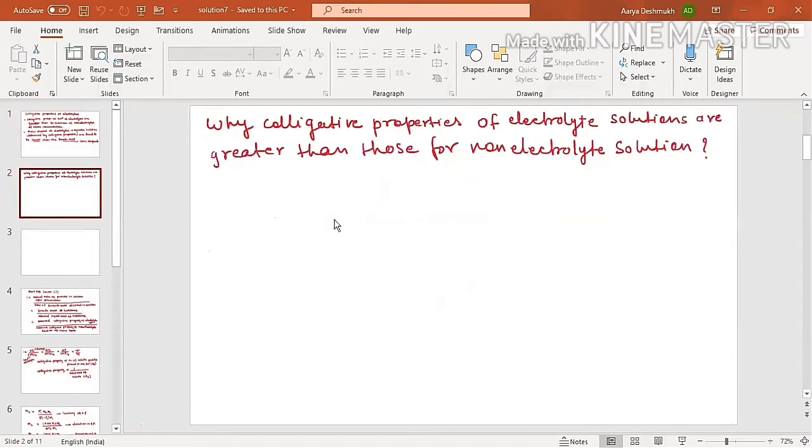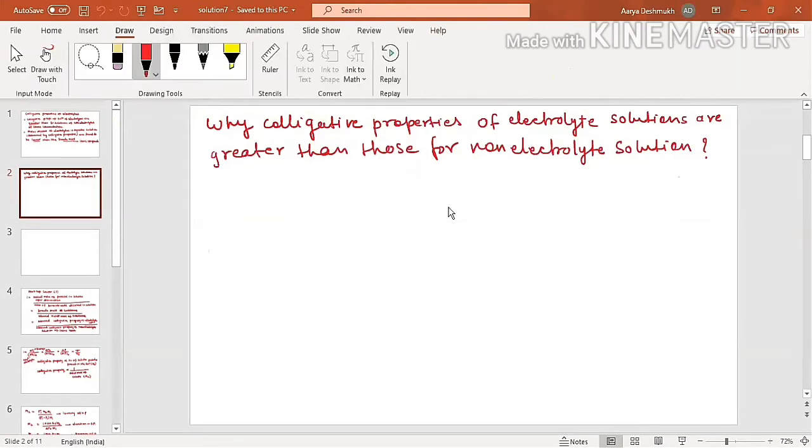Why are the colligative properties of electrolyte solutions greater than those of non-electrolyte solutions? The reason is that when you dissolve an electrolyte in a solvent like water, it undergoes dissociation. Always remember this: colligative properties of electrolyte solutions are greater than those for the non-electrolyte solution. So what is the reason for this?